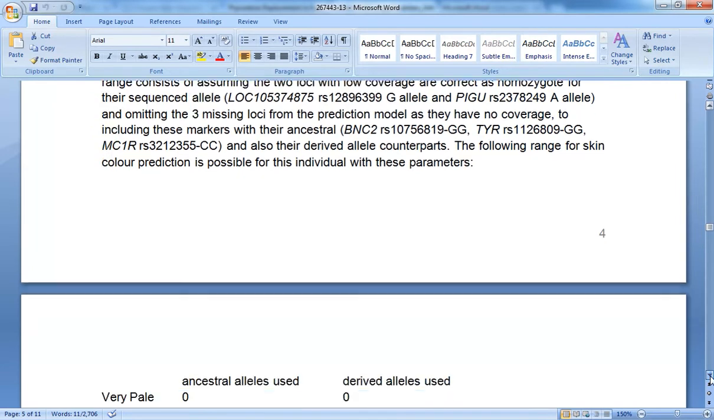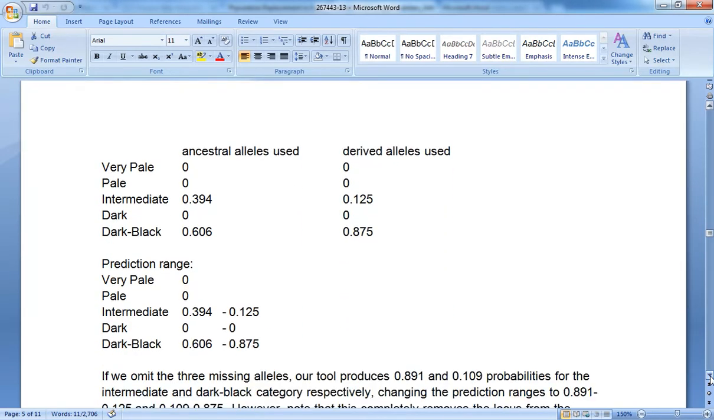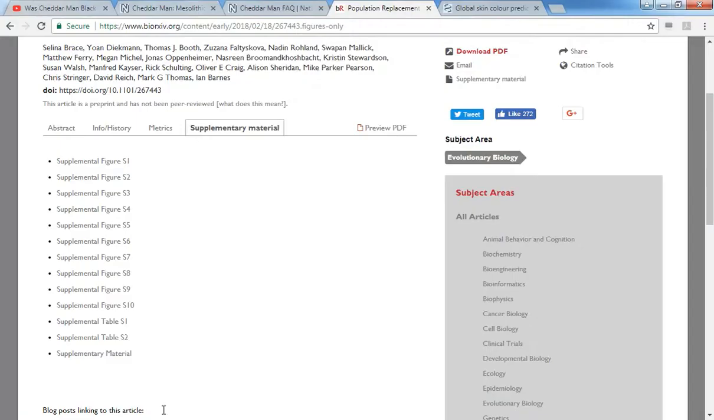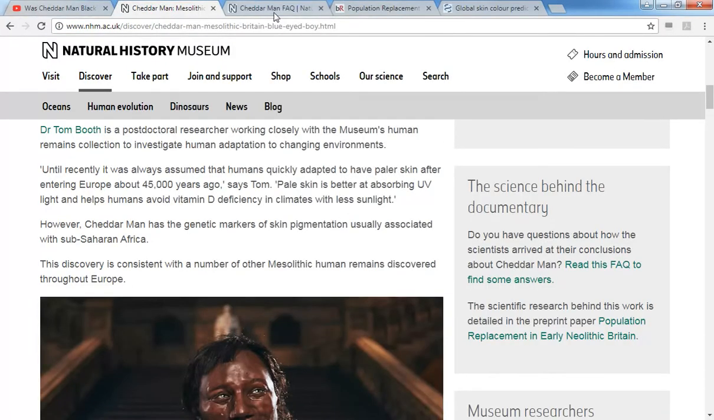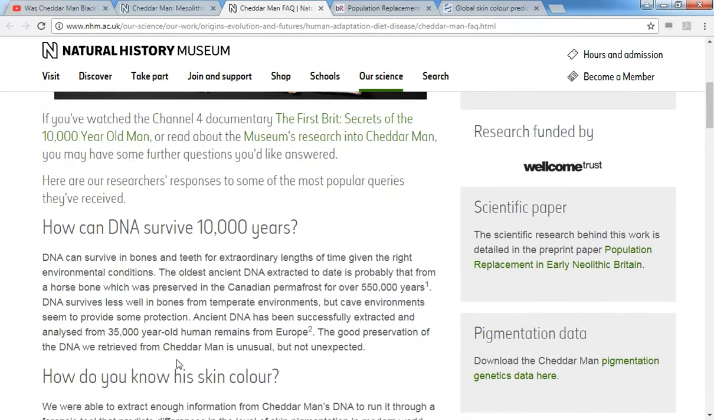And you know the keyword here. You can see the different guesses: if they assume ancestral alleles in all those five positions, or if they assume the derived alleles. But here's one thing interesting. You see this right here? Dark is zero. The two categories that get a non-zero probability are intermediate and dark to black. And we see that here. This is interesting because the fact that this is zero, and this has a value, and this has a value, directly contradicts this thing right here.